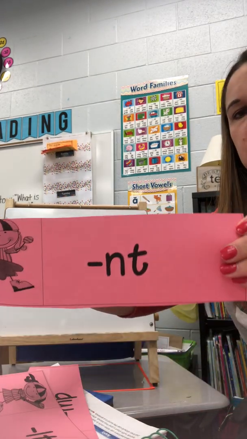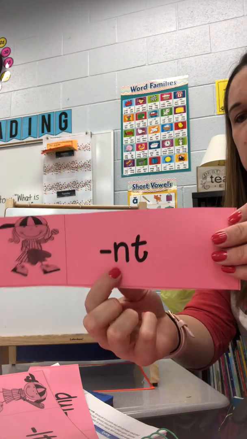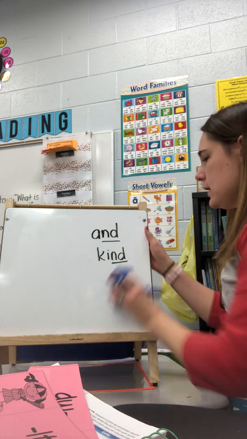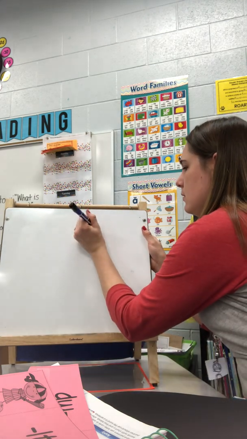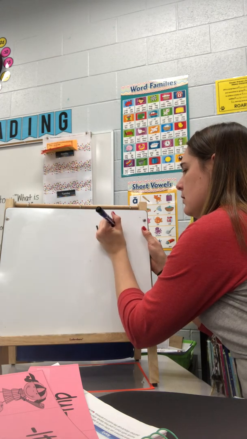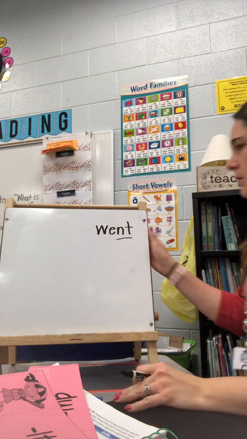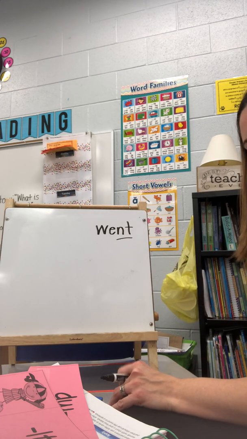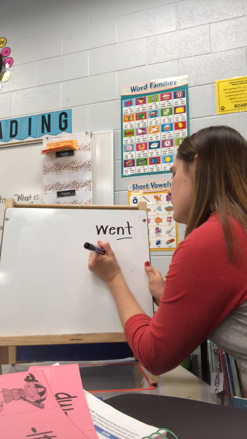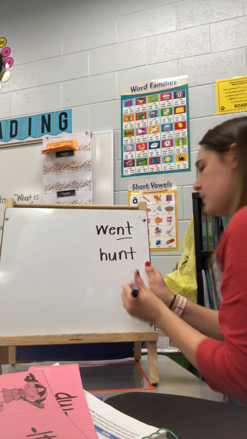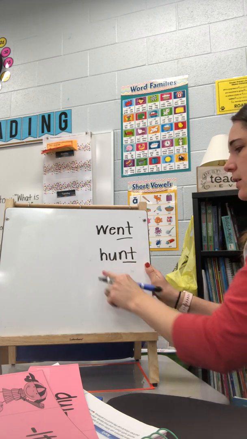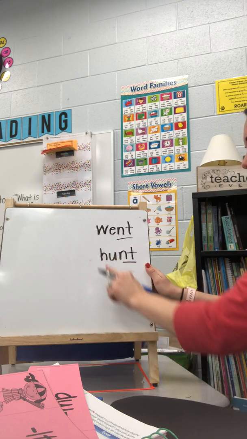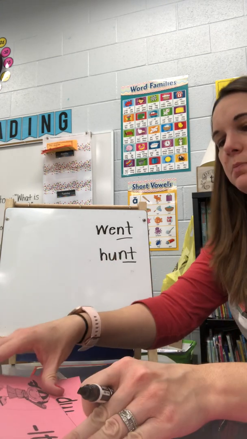All right, our next one is nt. We take the n and the t and we smash them together. Nt. So we could say went. Went. You hear that nt at the end? We could also say hunt. Hunt. Hear that nt? Nt. Hunt. All right, very good, boys and girls.